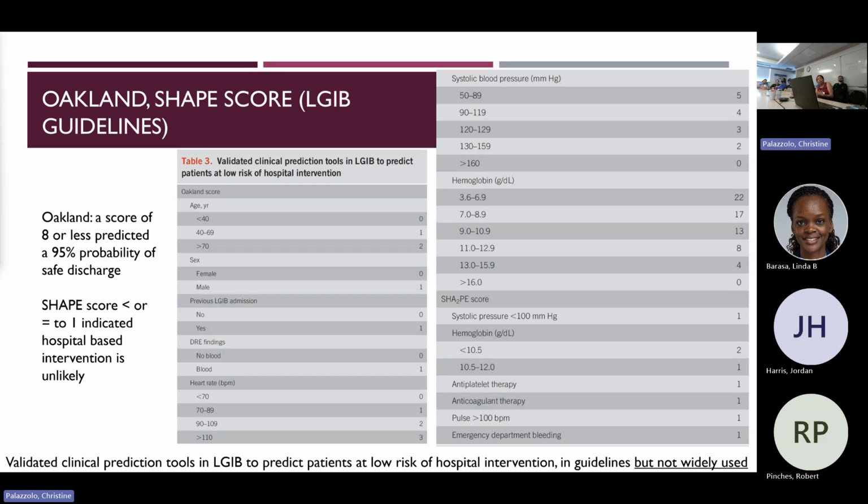And then for the SHAPE score, less than or equal to 1 indicated a hospital-based intervention, meaning any type of transfusion, intervention, endoscopic treatment is unlikely. But I feel like, how many patients are on anticoagulation and have a hemoglobin of less than 10.5 already kind of puts you in that category as well. So while these need to be more studied and more validated, they do just mention them in the guidelines.